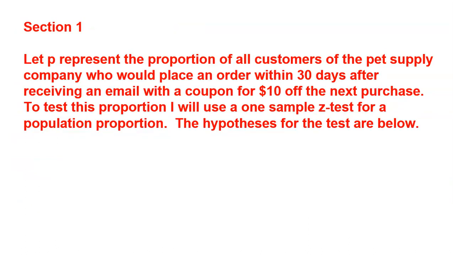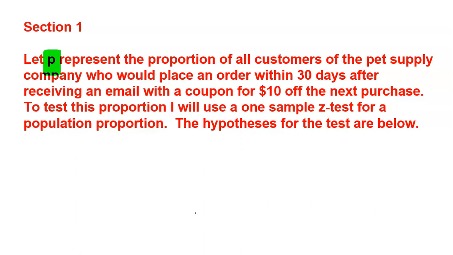First, we have to identify what it is we're talking about. Please copy the words from the problem. We're working with p, the proportion of all customers of the pet supply company who would place an order within 30 days after receiving an email with a coupon for $10 off the next purchase. I know that's a mouthful, but remember, proportions don't have a unit like inches or feet or millimeters. The unit on a proportion is just a bunch of words. It's what that proportion represents.